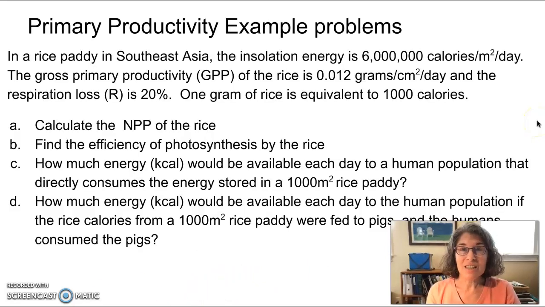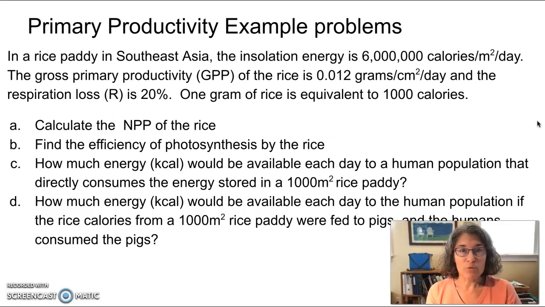All right, so let's take a look at the problem itself. This is about primary productivity. And the narration reads, in a rice paddy in Southeast Asia, the insolation energy is 6 million calories per meter squared per day. The gross primary productivity, or GPP, of the rice is 0.012 grams per centimeter squared per day. And the respiration loss, symbolized by R, is 20%. We're also given the information that 1 gram of rice is equivalent to 1,000 calories.